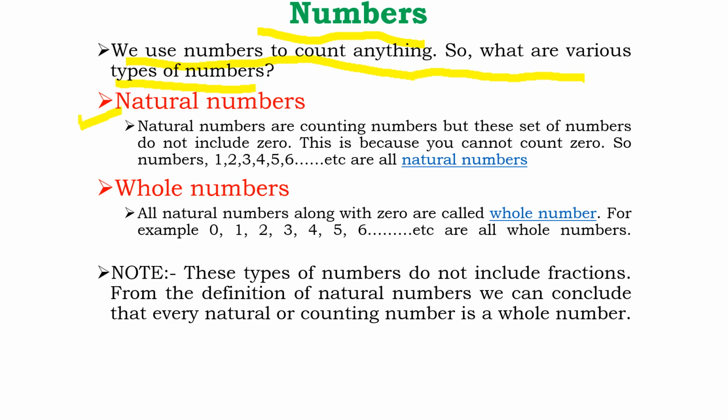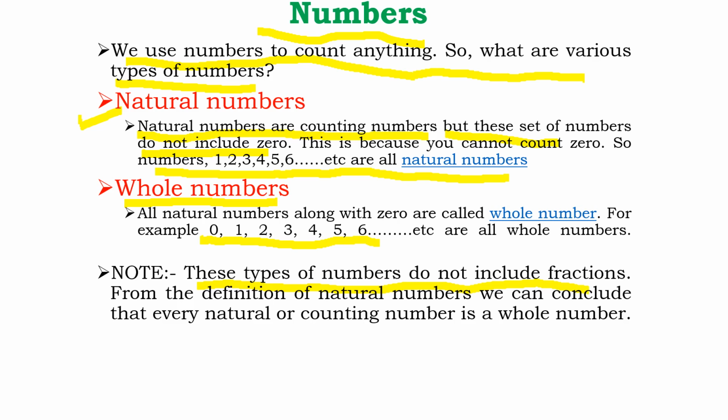First are the natural numbers. Natural numbers are counting numbers, but this set of numbers does not include 0. So natural numbers include 1, 2, 3, 4, 5, 6 and so on. Whole numbers are also counting numbers, but here 0 is included. So in whole numbers, we have 0 plus natural numbers. These types of numbers do not include fractions or negative numbers.